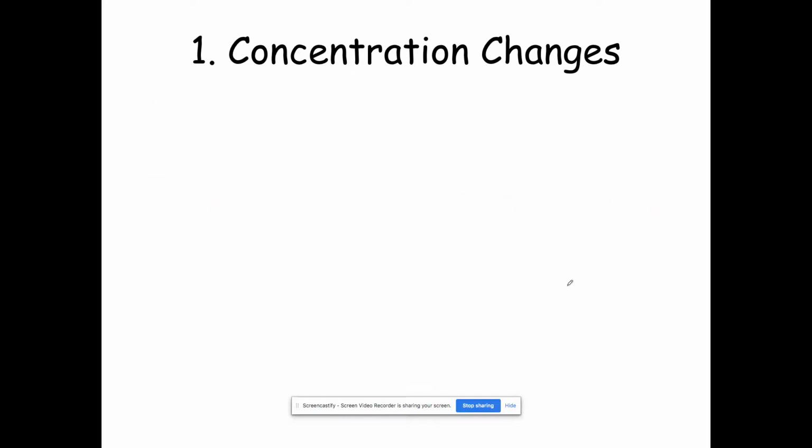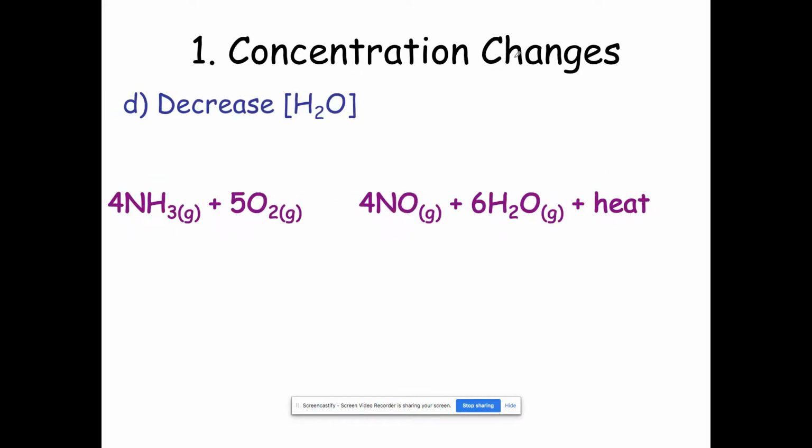Okay? Let's try one more. Decrease of water. Okay, originally it was at equilibrium. Now we have a stress, and that's our decrease. Not enough, shift towards. So now my equilibrium has to shift towards what we've removed, which means everything on this side will go up, and everything on this side will go down. This is for concentrations. Too much, shift away. Not enough, shift towards.